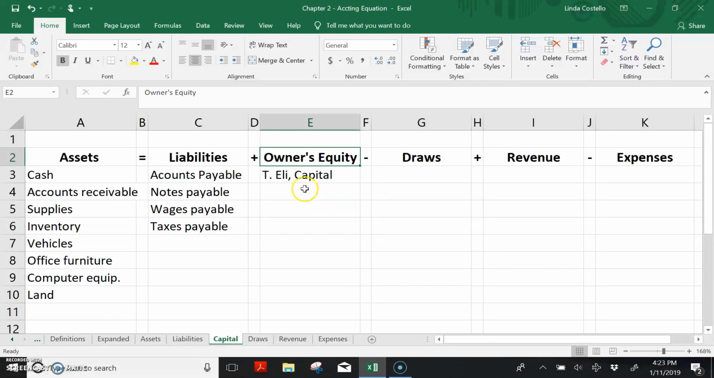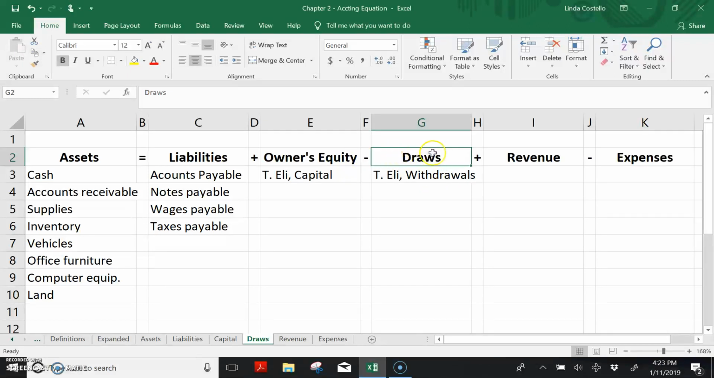In a sole proprietorship, the owner can freely withdraw cash or other assets from the company. There's no penalty for that as long as the transaction is recorded properly. So the draws category has only one account, and that would be the owner's name, withdrawals. In this case, T. Eli, withdrawals.